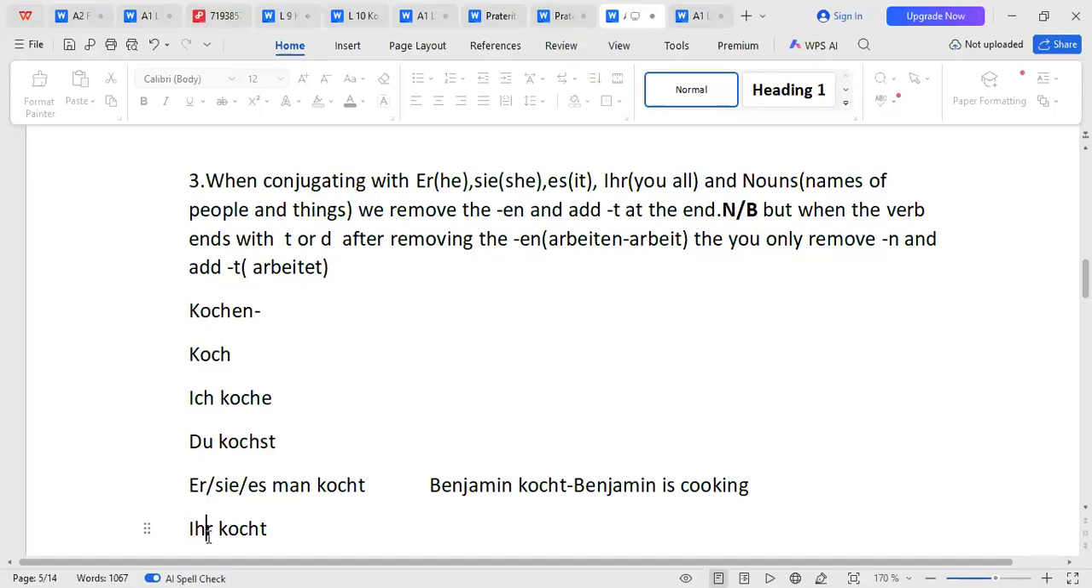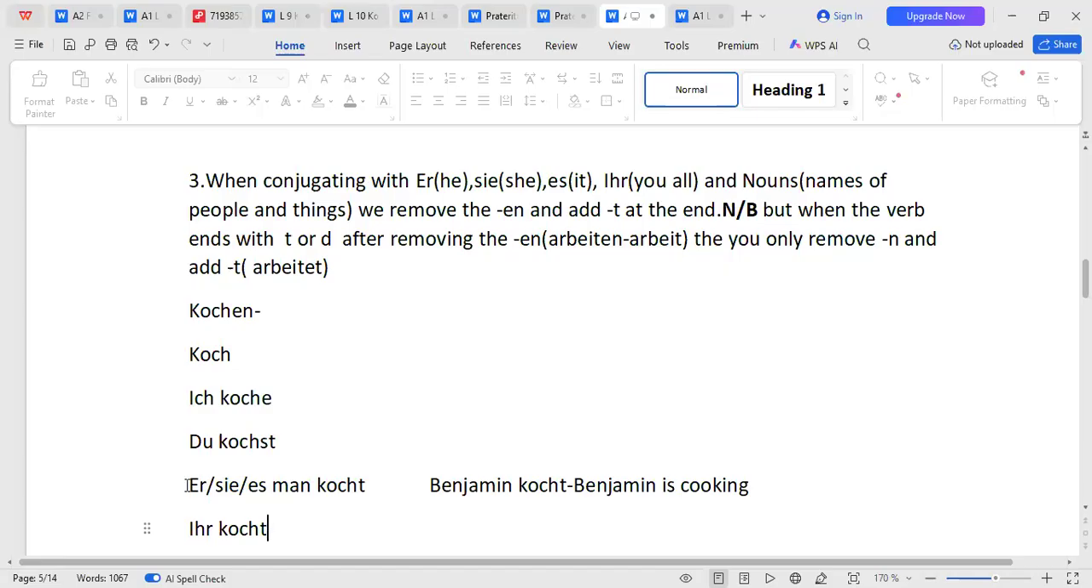So anytime I ask you to conjugate kochen, I expect you to do it this way. Ich koche, du kochst, sie, es, man kocht, ihr kocht. I'll repeat. Anytime I ask you, please conjugate for me kochen, this is what you say. Ich koche, du kochst, sie, es, man kocht, ihr kocht. The ihr is you all.